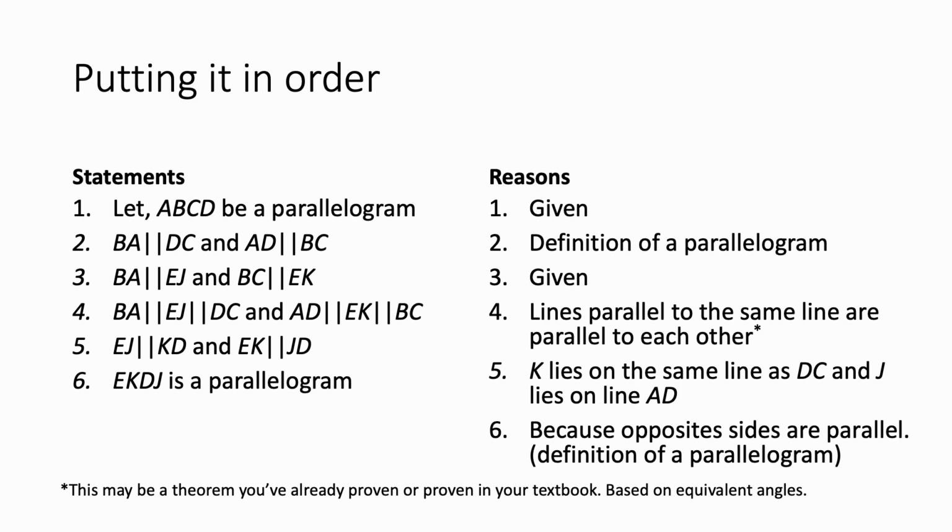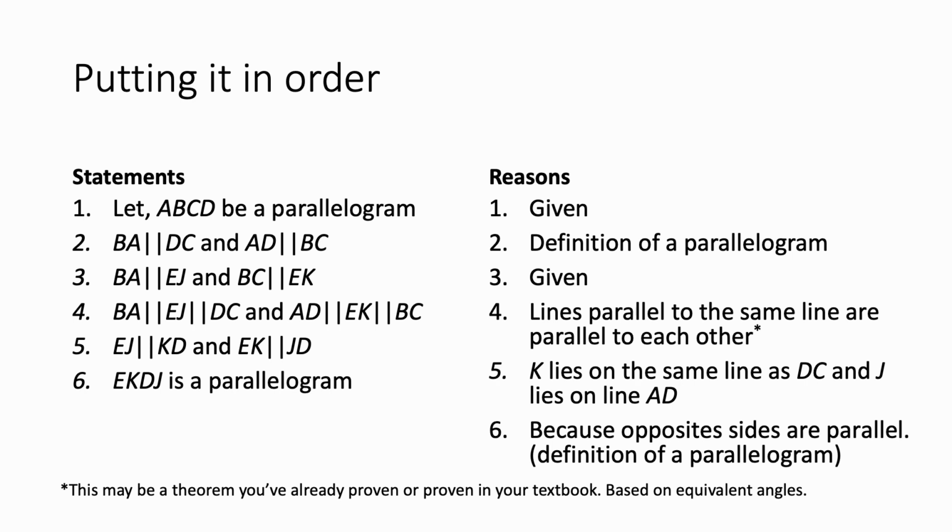Just depends. Next reason, since they're all parallel to one another, we can just cut out the middleman, because DC is the same thing as KD, BA. So I'm replacing the larger side with the smaller piece of the side that we talked about because they're the same line. So EJ is parallel to KD and EK is parallel to JD. And that's because K lies in the same line as DC. So we're replacing DC with the smaller piece there. And J lies on the same line as AD. So again, we're replacing it with the smaller segment there.